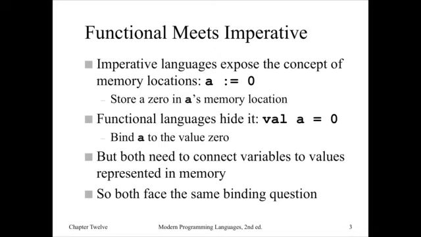It's like it's hidden. It's like a family secret. Nobody talks about it. One of those things you cannot talk about at Thanksgiving dinner. But the truth is there are memory locations in functional programming languages. So you say val A gets 0, you're going to bind A to the value 0, but in both cases there has to be memory, right? And therefore they both face the same question of how do you bind that variable name, that label, that symbol, if you will, to a specific location in memory in order to do what you do.